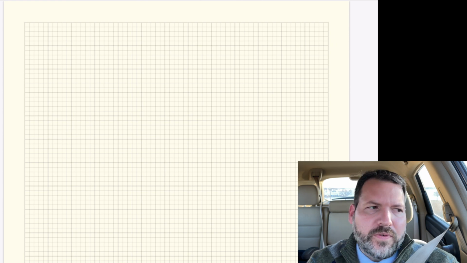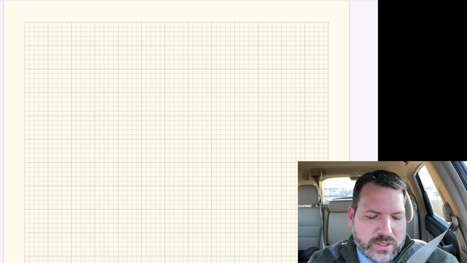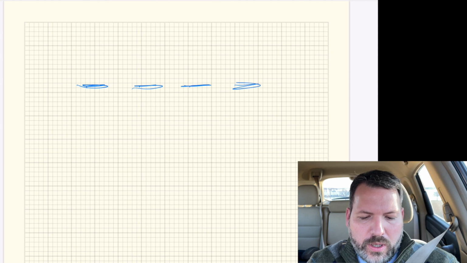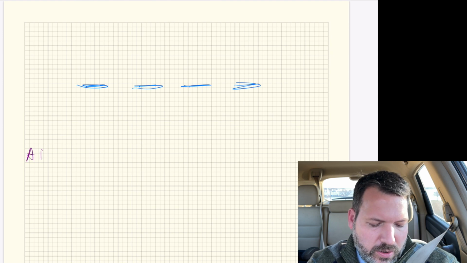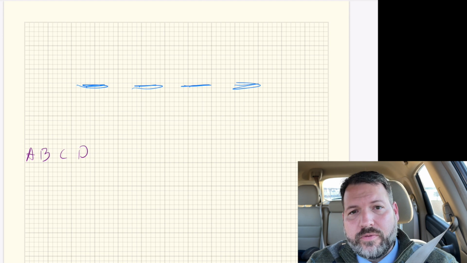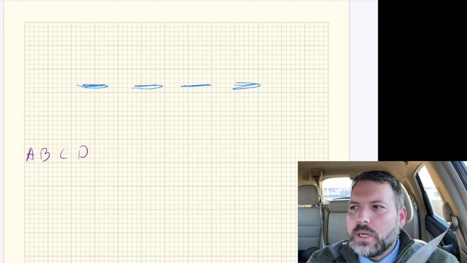But again, what if I was just jotting this down really quickly? So we've got 4 spaces, right? 1, 2, 3, 4. And let's give the students names. Let's call them A, B, C, and D, alpha, beta, gamma, and delta.